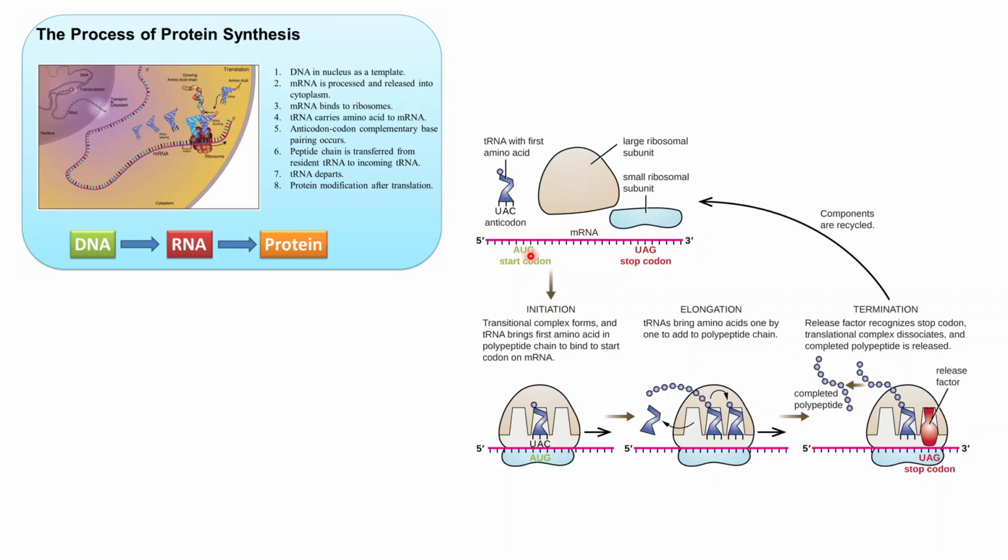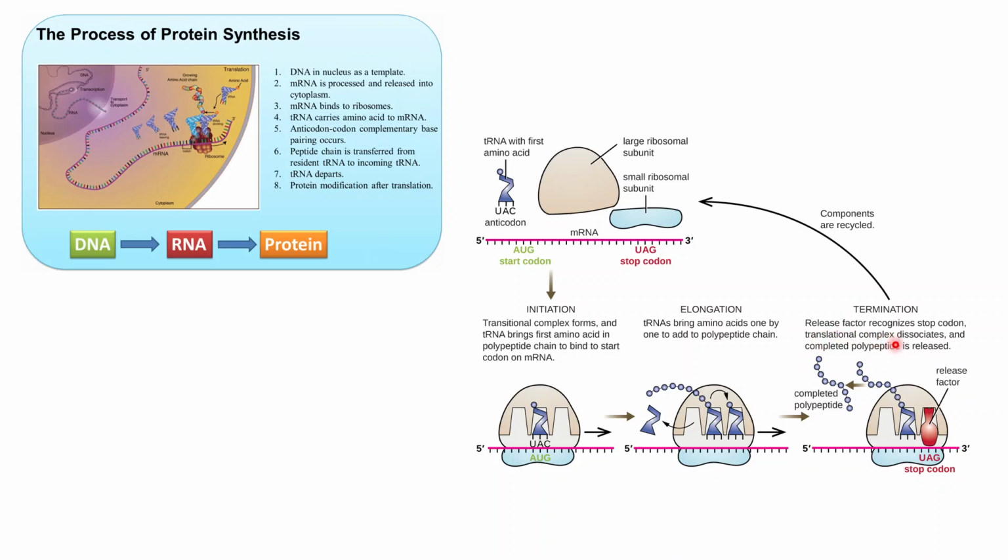Then the first step is initiation, where the translation complex forms, and the tRNA brings the first amino acid of the polypeptide chain to bind to the start codon on the mRNA. Then step two is elongation. tRNAs bring the amino acids one by one and add them to the polypeptide chain, followed by termination.